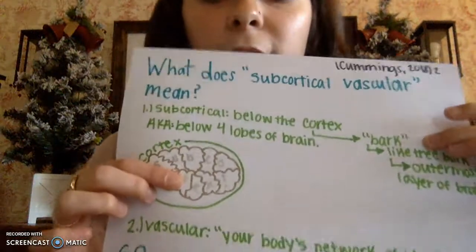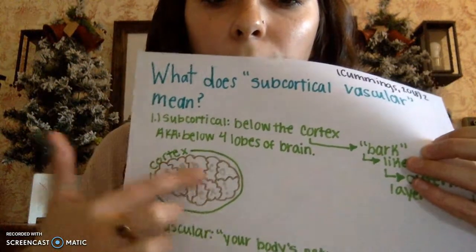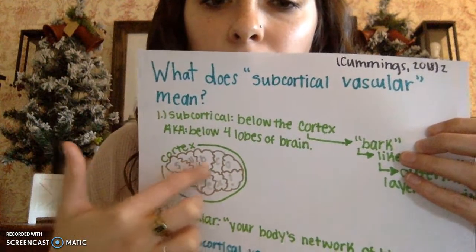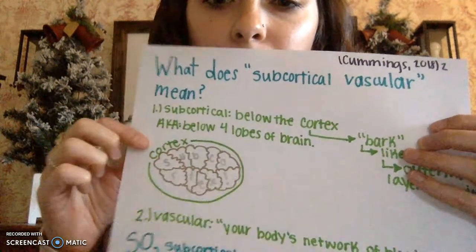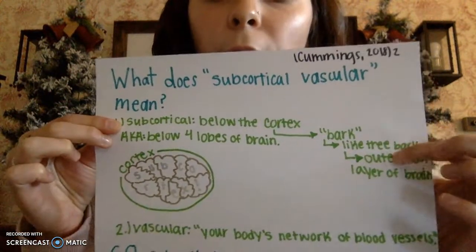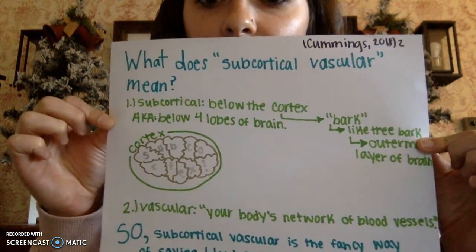Well, subcortical means below the cortex, which if you can see here, I drew a little brain. Here's our cortex on the outside, and then subcortical would be everything on the inside of the brain. It comes from the Latin word for bark, so if you're imagining the brain as a tree, you can imagine the bark as the cortex, and then everything inside the tree as subcortical.